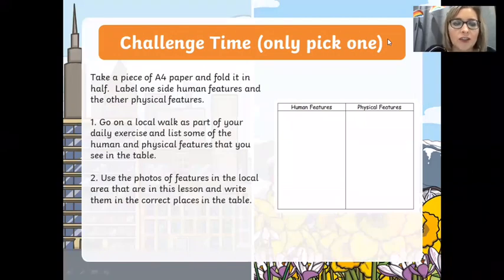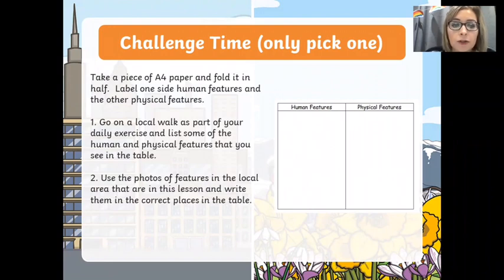So now it's challenge time. Now there's two different ways you can do the learning from today's lesson, but you only have to pick one of them, okay? So you're going to take a piece of A4 paper and you're going to fold it in half, just like here on the table in the picture. You're going to label one side human features and one side physical features. Now, with an adult, you could go on a local walk as part of your daily exercise, and then you could list some of the human and physical features that you see on your walk in the table.